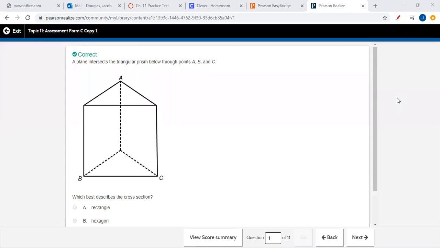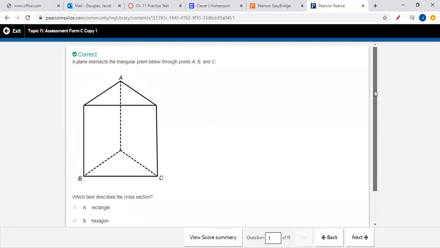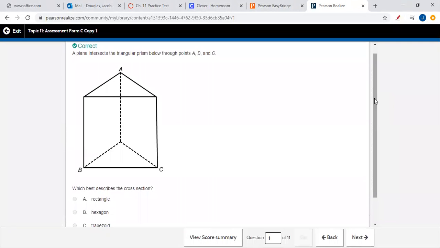There's 11 questions, so it's not terribly long. And most of it, I think, you should be able to do fairly quickly. So we'll just go and get started and see how we do each one of these. So number 1 says a plane intersects the triangular prism below through points A, B, and C.